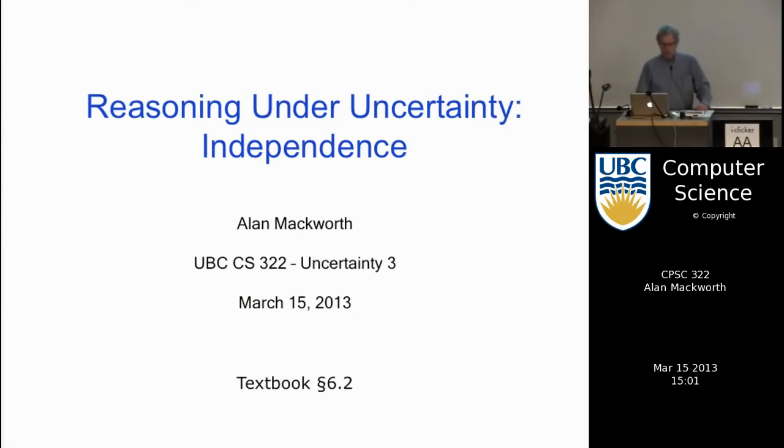So it's our third lecture on probability and uncertainty. We're going to talk about independence, marginal independence and conditional independence, because they're crucial in order to get to where we want to be, which is a computationally feasible theory of using probability, one that we can do in a reasonable amount of time using the Bayes net. And independence is absolutely central to that idea.